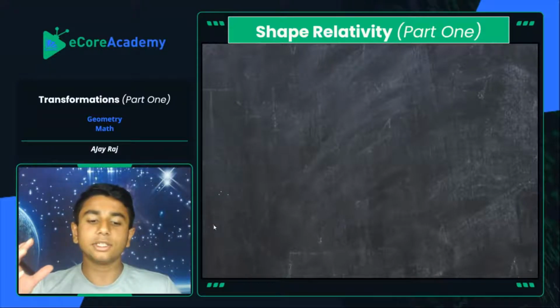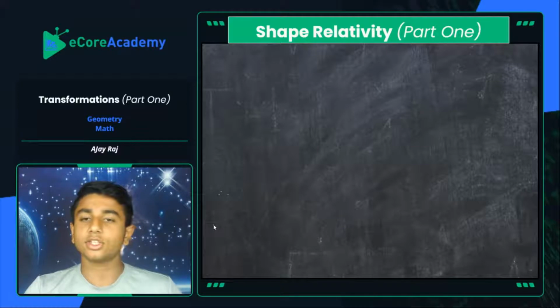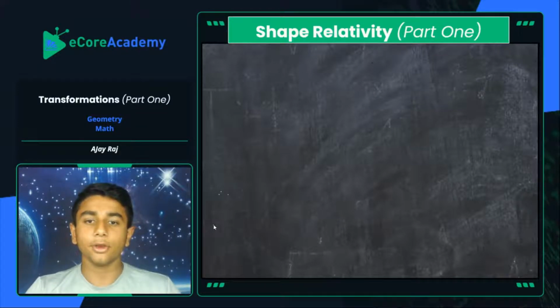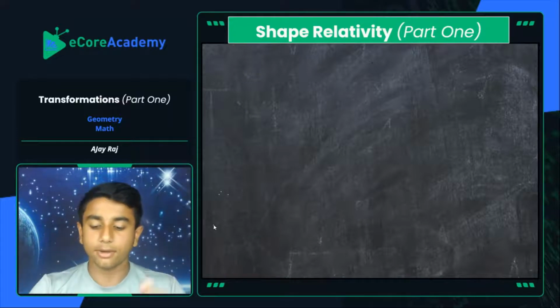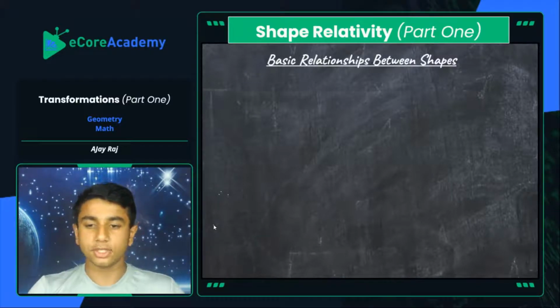Before we get into what exactly transformations are, we're going to first look at shape relativity, because shape relativity plays a very important role in transformations in mapping your pre-image to your image, and I'll explain that right here. So basic relationships between shapes, that's what this slide is all about.